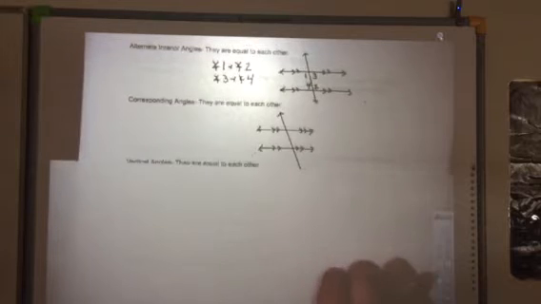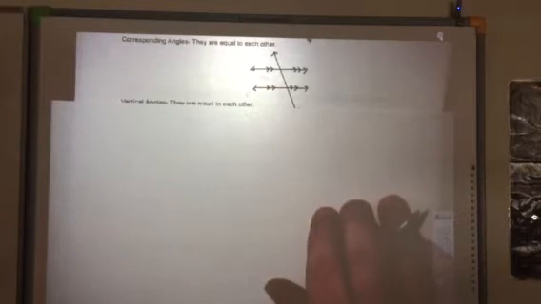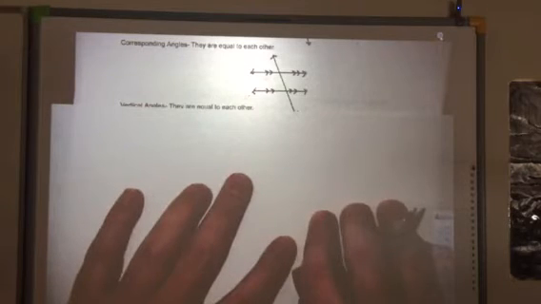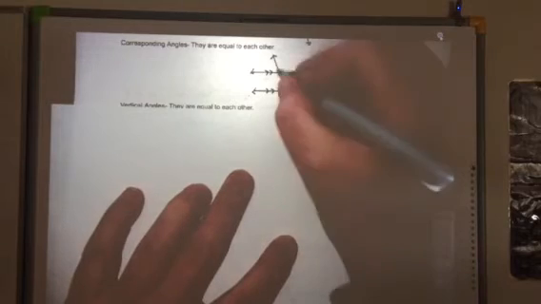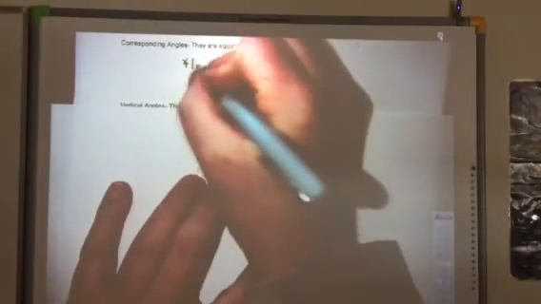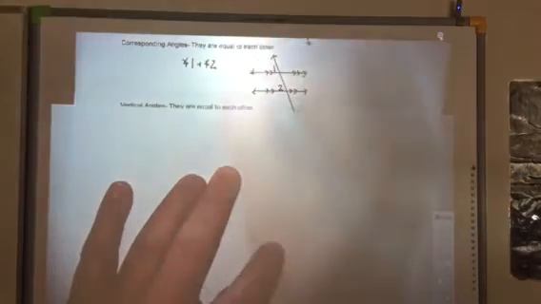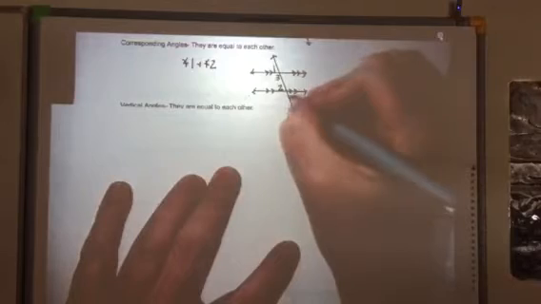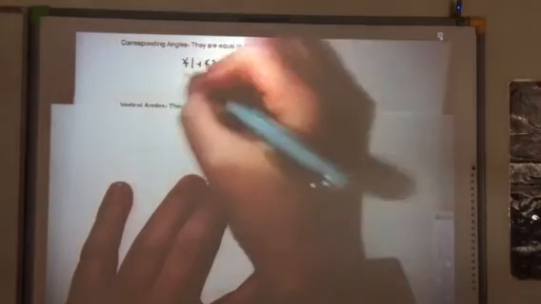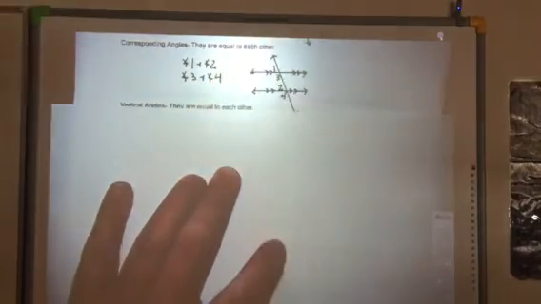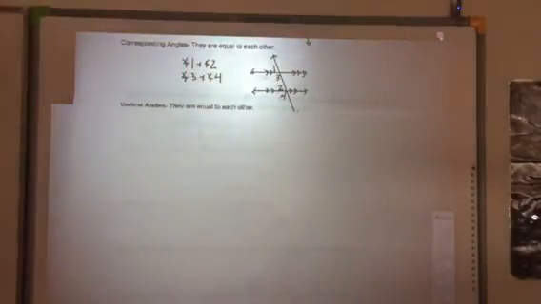Corresponding. Corresponding means they're on the same side of the transversal and they skip down from one parallel to another. So angle 1 and angle 2 are corresponding. Angle 3 and angle 4 are corresponding, and they equal each other.